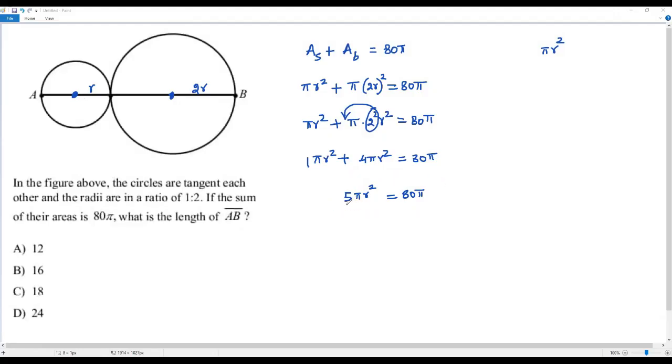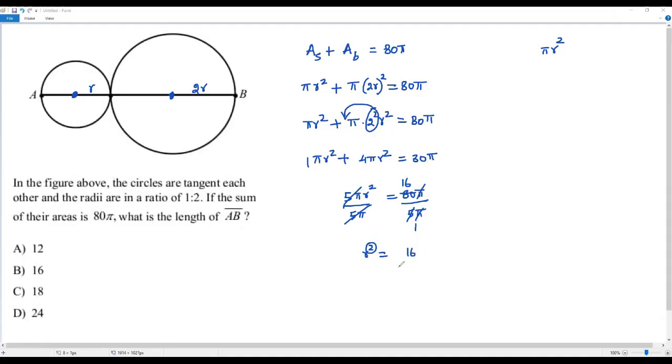Okay, now let's solve for r in this equation. For that, we have to isolate r. Let me get rid of this 5 pi. For that, we divide both sides of this equation by 5 pi. When I do so, 5 pi and 5 pi cancel out. Pi and pi cancel out. 5 goes into 5 one time and 5 goes into 80 16 times. So I am getting r squared equals 16.